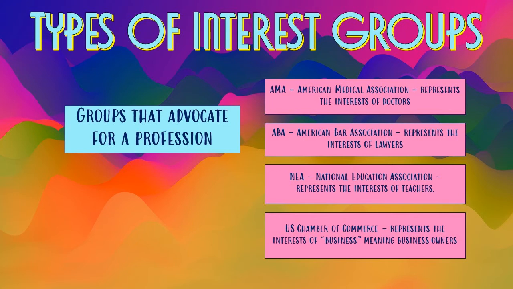The NEA is the National Education Association, an interest group that represents the interests of teachers. So any types of policies that would be made that would impact teachers, they're going to be involved in. When you hear the term the Chamber of Commerce, it sounds like it's a part of the government, but it's actually an interest group that represents business owners. So these are all interest groups. They're all heavily involved in influencing policy, but they focus on the policies that would impact a particular career.